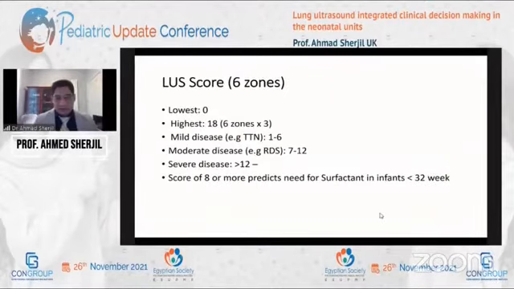So once you have scored all 6 zones, the lowest can be 0, the highest can be 18. Mild disease, it's said 1 to 6 would signify a mild disease, 7 to 12 moderate, and above 12 would be severe disease. And this burning question these days, all colleagues keep asking, very interesting thing, does this baby need surfactant or not? So if you're getting a score of 8 or more in a less than 32-week gestation baby, that's very suggestive of an indication for surfactant.